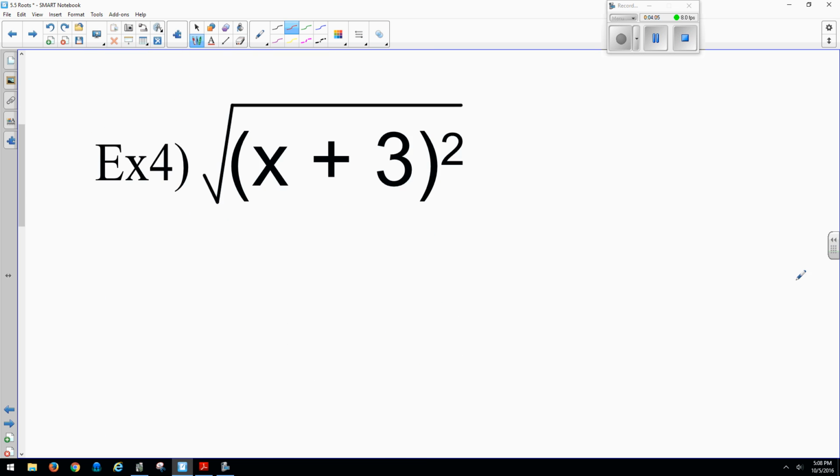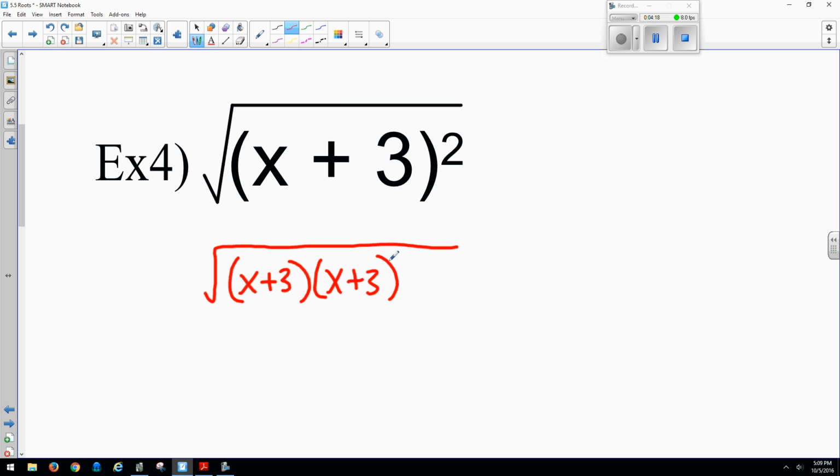Here's number 4. And so it's the same idea. I'm just going to rewrite this. And this is going to be x plus 3 times x plus 3. We've talked about that before, how if I have a binomial raised to the second power, that's the same thing as the binomial times itself. So if I take the square root, you'll see that I have a pair of them. The index is 2. And so I'm going to pull one of those out of the radical. And so the answer becomes x plus 3.